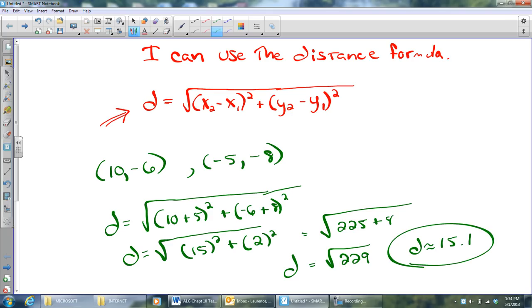Pretty simple stuff. This should not be giving you any trouble. You're really just plugging it in. Some of you might have noticed that formula on the OAA.